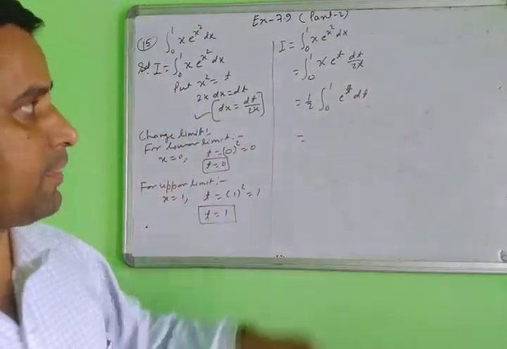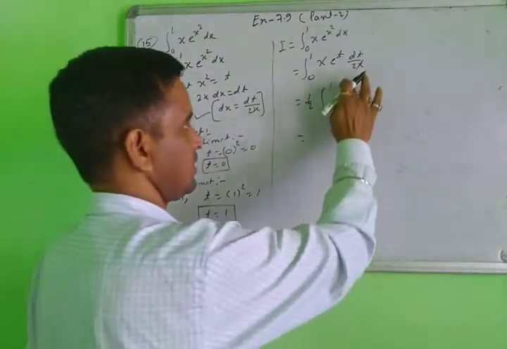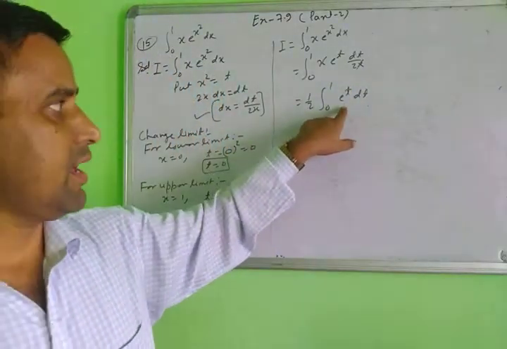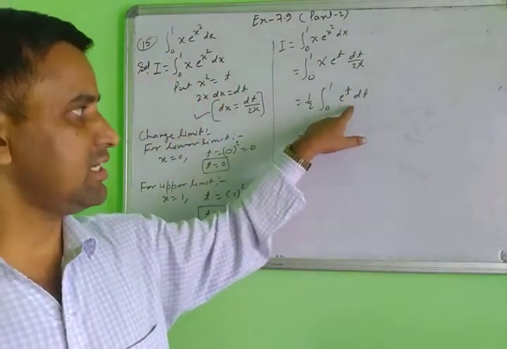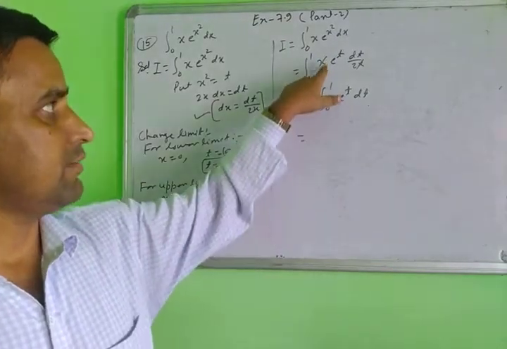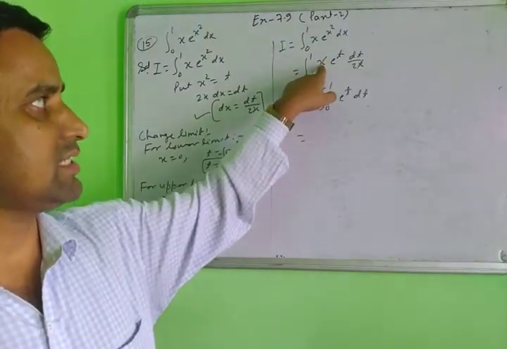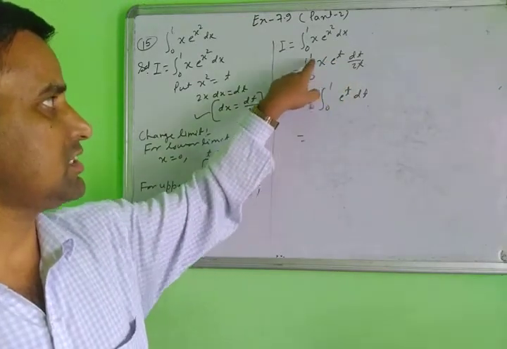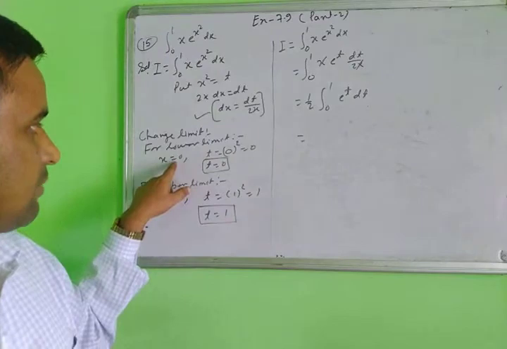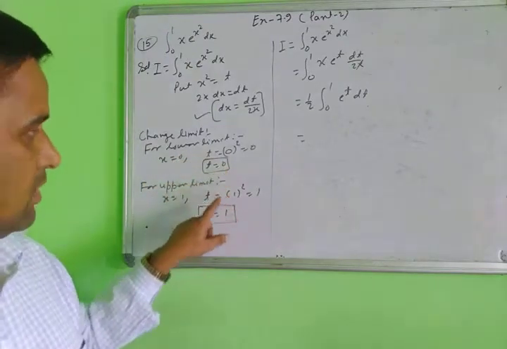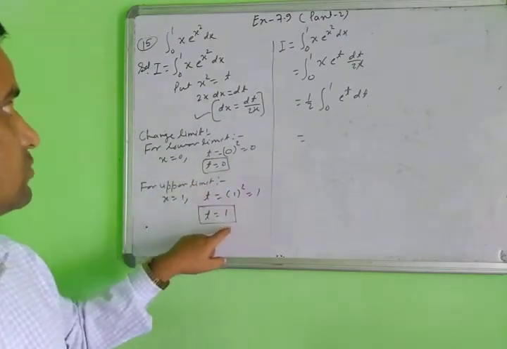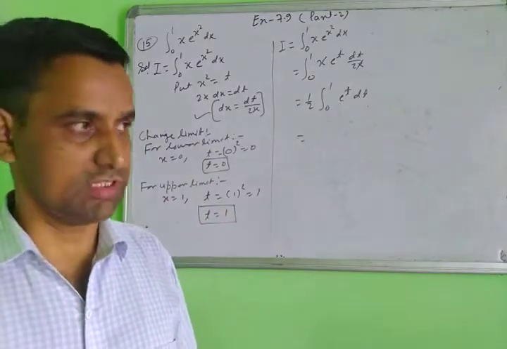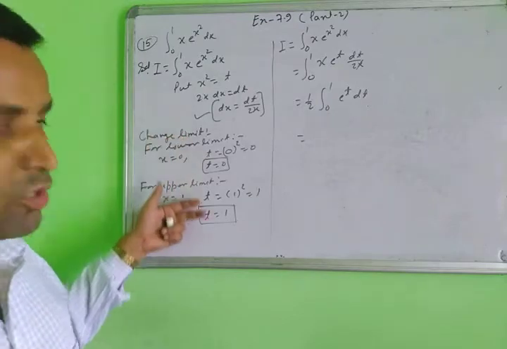You know the integration of e^t is the same, e^t. This x and this x will be cancelled. What is left here? e^t and dt. And the limits are the same here. After changing the limit, it is not changed: 0 is 0, 1 is 1. Sometimes the limits change or sometimes they do not change, but you will complete your process.